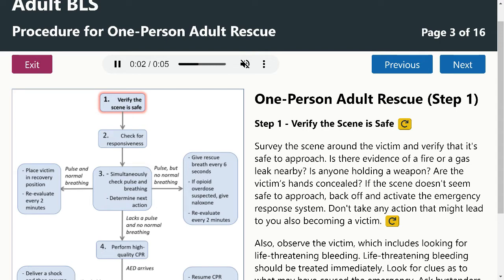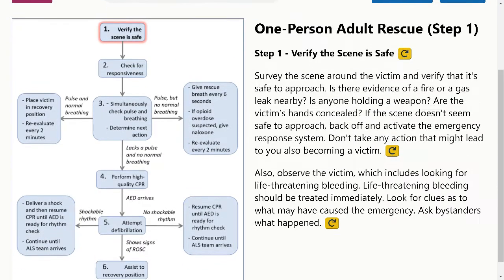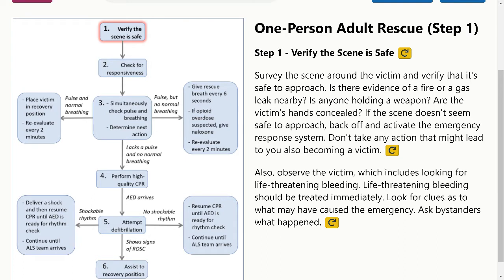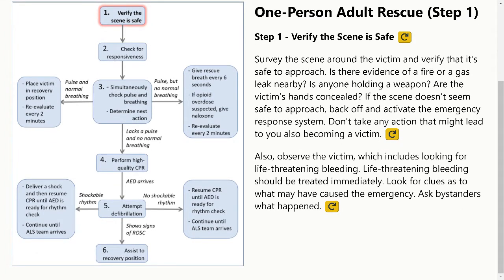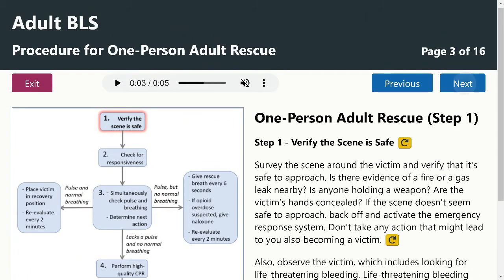Step 1. We're going to verify the scene. Survey the scene around the victim and verify that it's safe to approach. Is there evidence of a fire or a gas leak? Is anyone holding a weapon? Are the victim's hands concealed? If the scene doesn't seem safe to approach, back off and activate the emergency response system. So you'll just back up and call 911. Don't take any action that may lead to you becoming a victim. Also, observe the victim, which includes looking for life-threatening bleeding. Life-threatening bleeding should be treated immediately. Look for clues as to what may have caused the emergency. Ask bystanders what happened, because somebody is probably standing around.